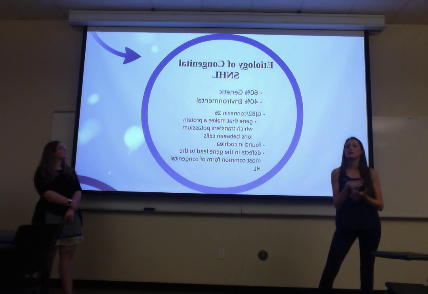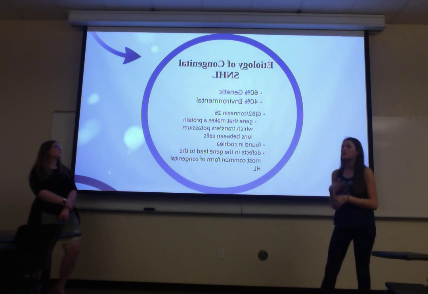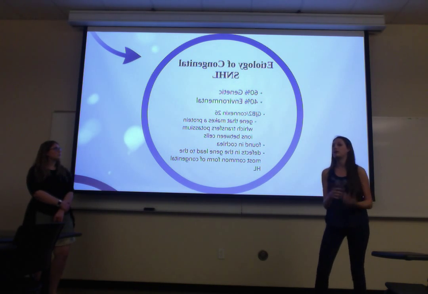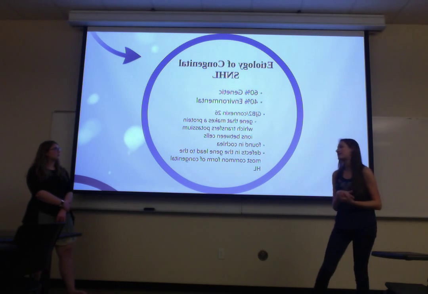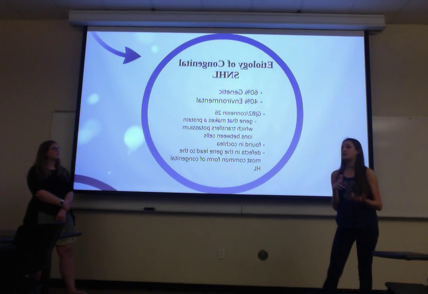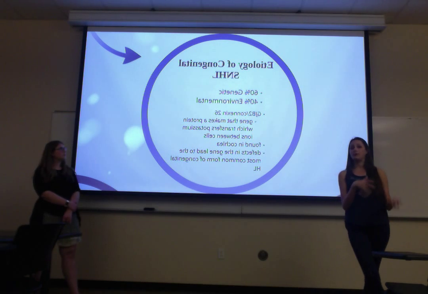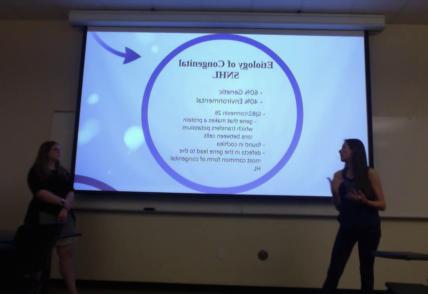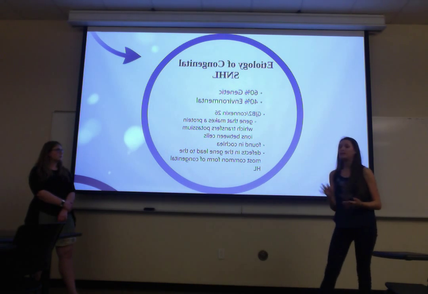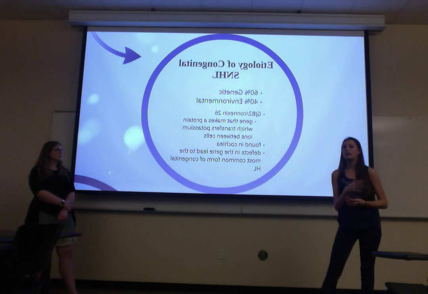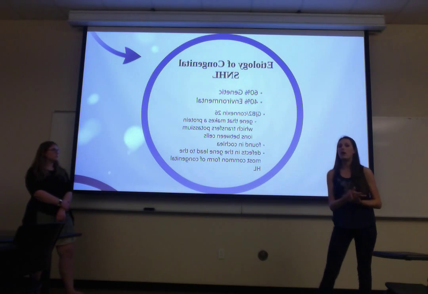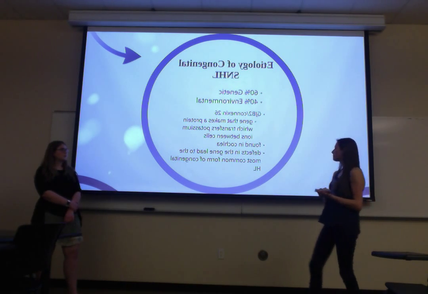So, different causes of congenital sensorineural hearing loss. This is the type that you're born with. 60% of that is genetic, so it comes directly from your parents, and 40% is environmental. GJB2 is a gene that makes a protein called connexin 26, and this transfers the potassium ions between the cells, which is found in the cochlea. So any defects in this gene can lead to congenital sensorineural hearing loss, and it is the most common found in congenital hearing loss.